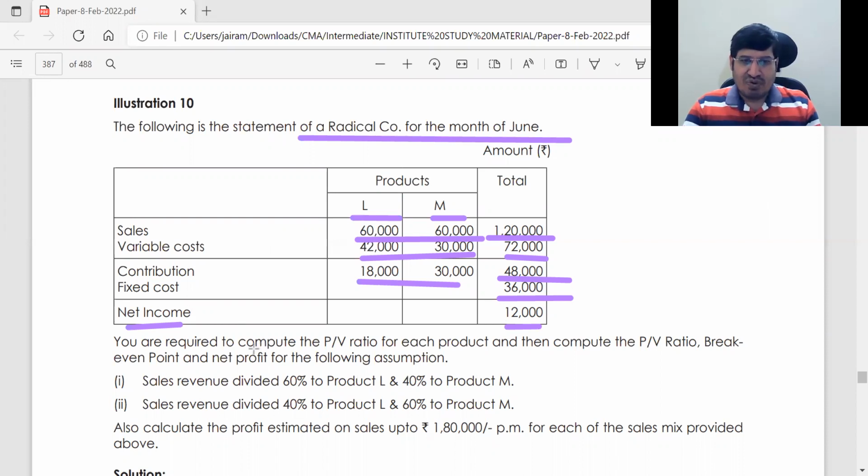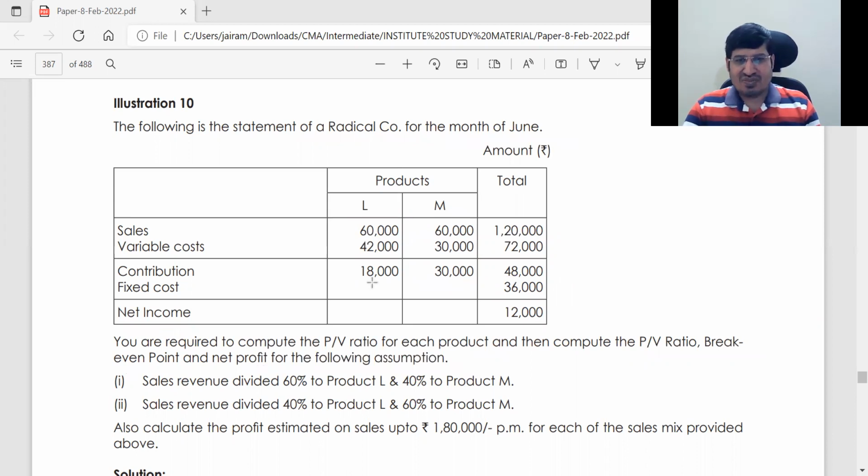Now you are required to compute PV ratio of each product and then compute PV ratio, BEP and net profit for the following assumption. First, you have to find the PV ratio for each product. How will you do PV ratio for each product? Tell me how much it is. 18,000 upon 60,000 into 100. 30,000 upon 60,000 into 100. Okay. This is your PV ratio.